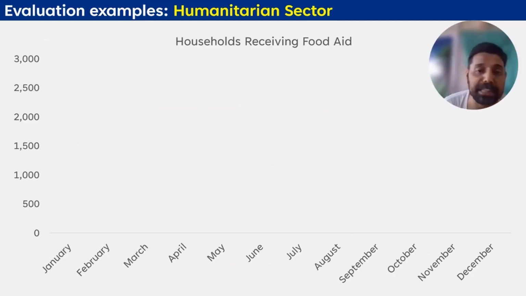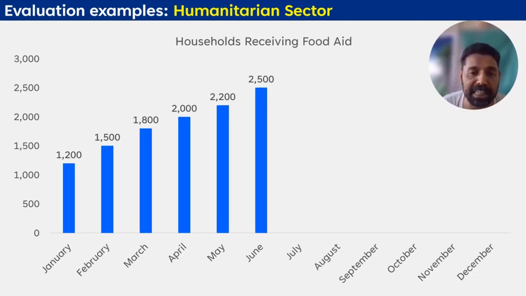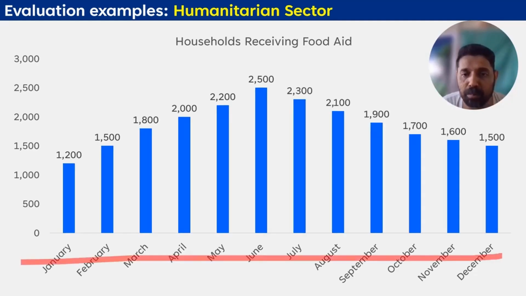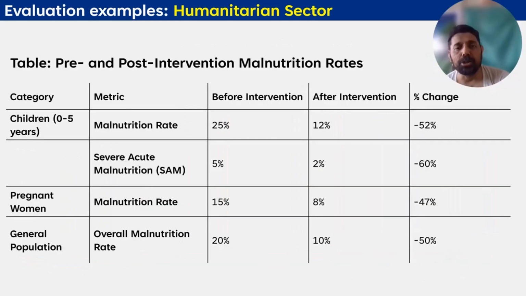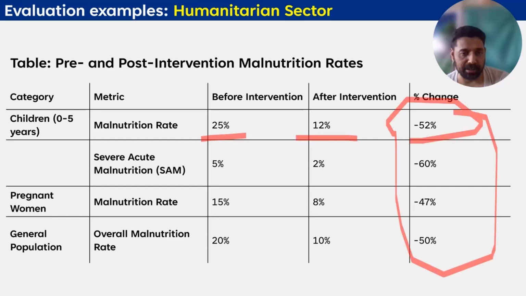And then you can present, for example, households receiving food aid. You can present that data for different months. Here you can see months and how much has been provided. And you can present pre and post intervention malnutrition rates in a table like this. For example, before intervention it was 25%, now it is 12%, and that is the change in each indicator.